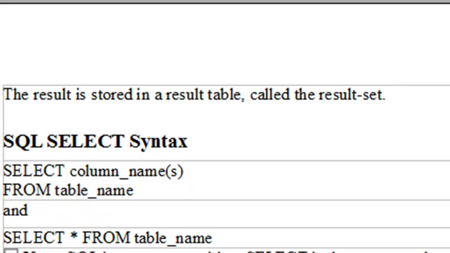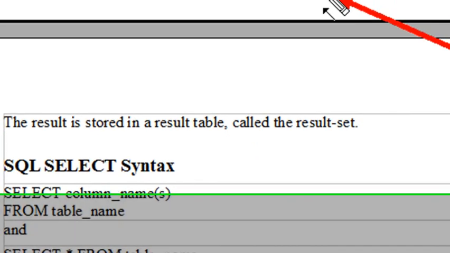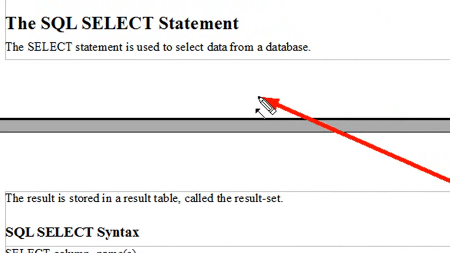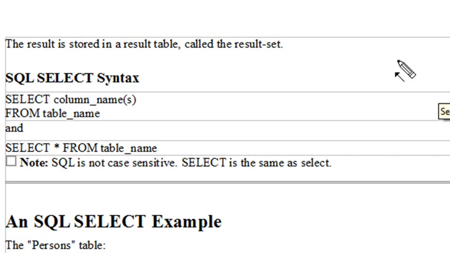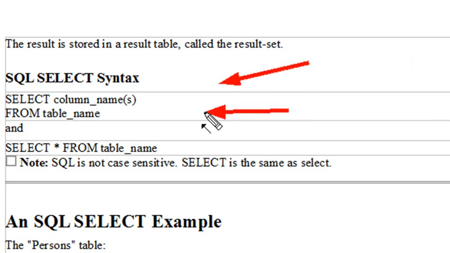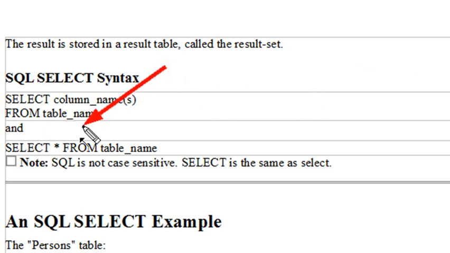So let's start off with the select command. The select command is used to select data from a database, and the result is stored in a result table called a result set. Here's how it's set up programmatically: you select column names from the table names. Here's an example. You've got a little star here, which means you're going to select all the columns from a specific table.